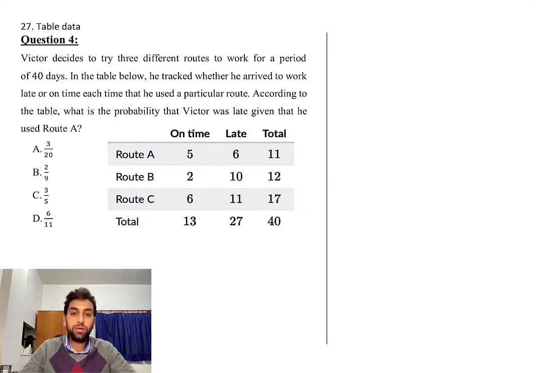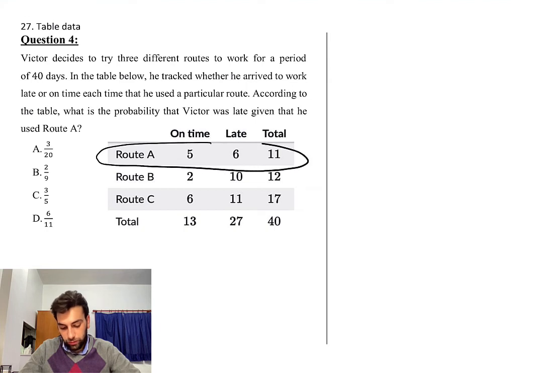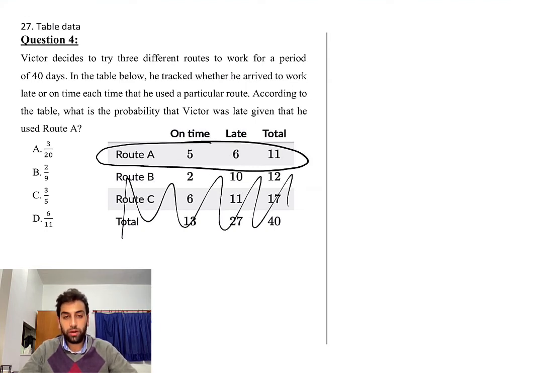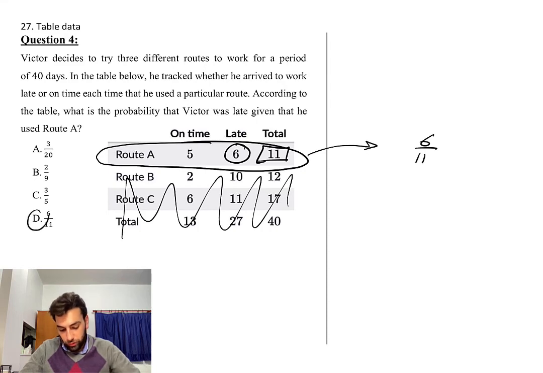So we already know that he used the route A, thus we are looking at this row only. We should disregard all of the other rows. Given that he went through route A, what was the probability that he was late? And that's 6 over the total, which is choice number D.